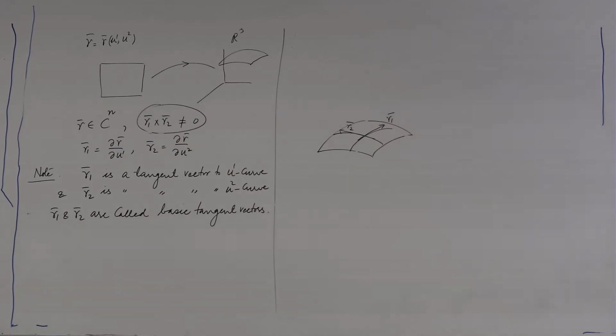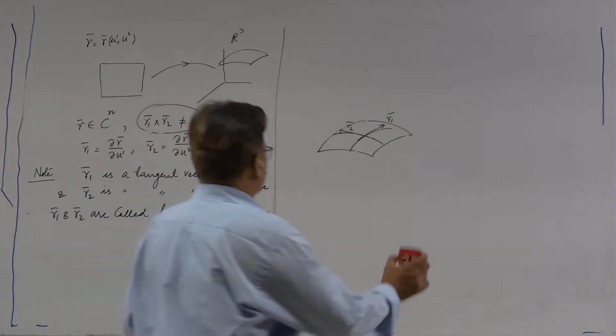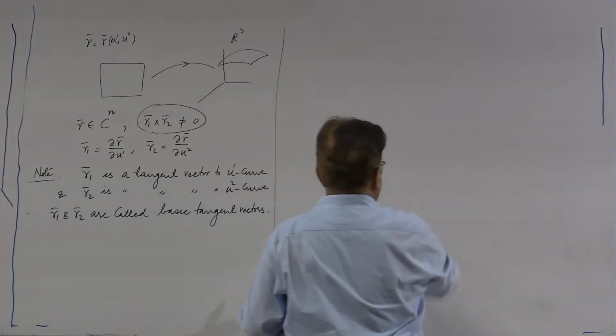They are also called coordinate curves. Okay. Now, before discussing tangent planes, let us look at some examples of surfaces in parametric form and in implicit form, etc.